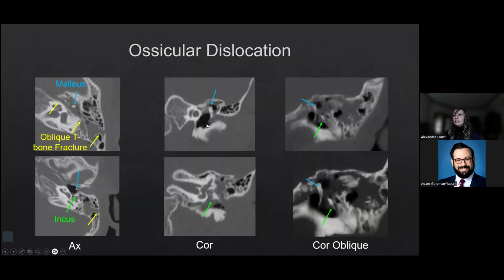So then just another example of ossicular dislocation here. So you can see an oblique temporal bone fracture coursing through. We can see here's the malleus, here's the incus, and there's very clearly a separation between the two. You can see that the articulation is also abnormal in the coronal plane, and then highlighting the complete disassociation of them in the oblique plane.